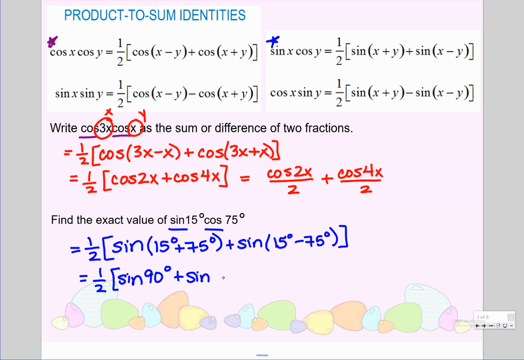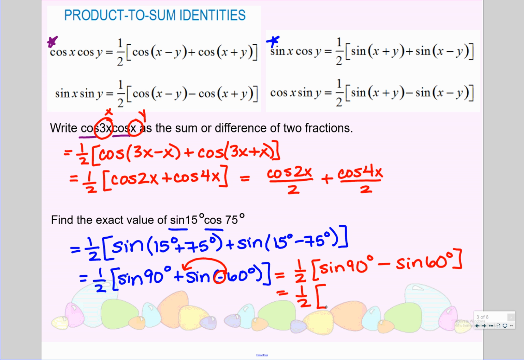gives me negative 60. Now, yesterday we talked about if you had a negative angle, you could get rid of that negative using what group of identities on your sheet? Even, odd. So is sine even or odd? It's odd. If you have a negative, you can bring it out front of the function. Okay, so it's going to be 1/2 sine 90 minus sine 60. And now you can evaluate with your unit circle. What's the sine of 90? 1. Sine of 60?